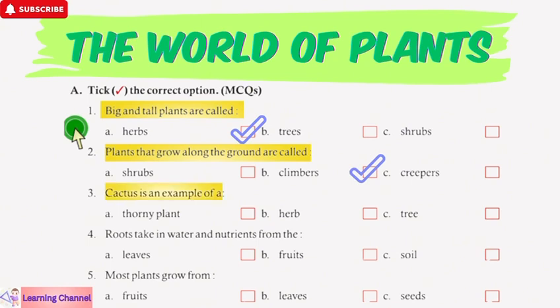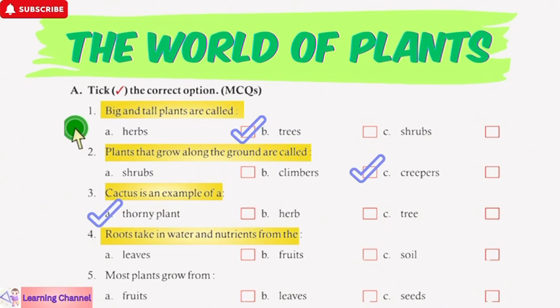3. Cactus is an example of a. The answer is A, thorny plants. Cactus is an example of thorny plants.